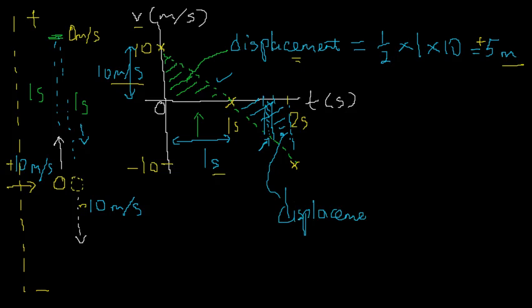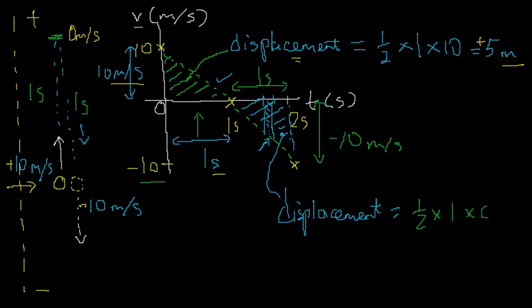The displacement in this case would be, let's see, again half base times height. So half times the base of this triangle, this length from 1 to 2 seconds, so it's also 1 second, and the height of this triangle in this case is minus 10. So there's already a sign, minus 10 meters per second. So it's half times 1 second times minus 10. And the answer is minus 5.